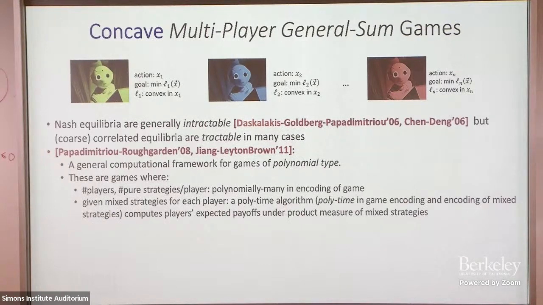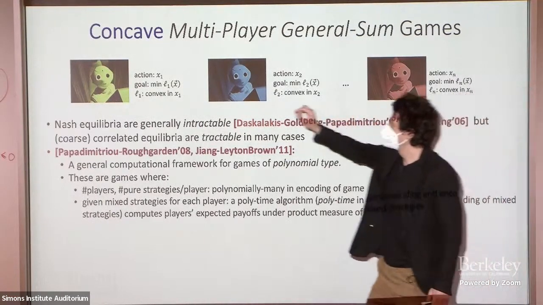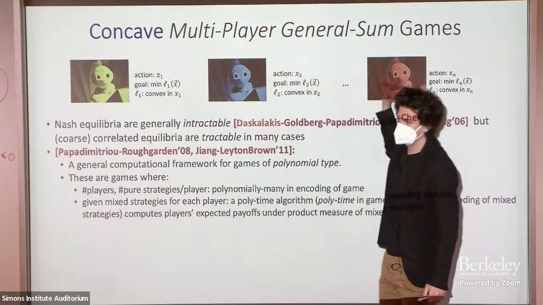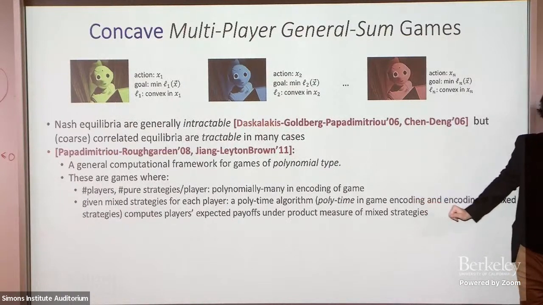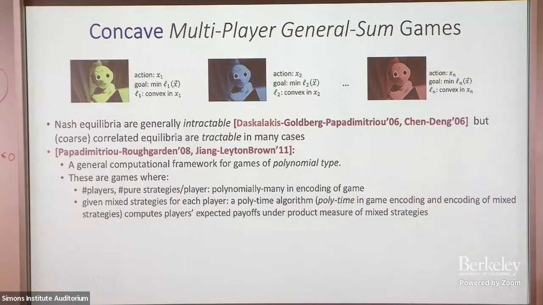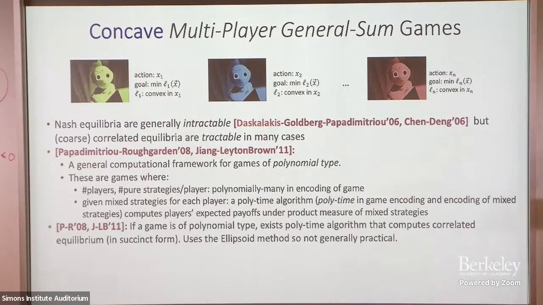And the other thing that they want is that given a mixed strategy for each player, so given x1 in the simplex, x2 in the simplex, and so on, there is a polynomial time algorithm, polynomial in the description of the game and the description of the mixed strategies, that can compute the expected payoff of every player. So their claim is that if you have any game with these two properties, polynomially many players and pure deterministic strategies per player, and a polynomial time algorithm that computes expected payoffs for product measures of mixed strategies, then there is a generic algorithm called Ellipsoid Against Hope that computes a correlated equilibrium.